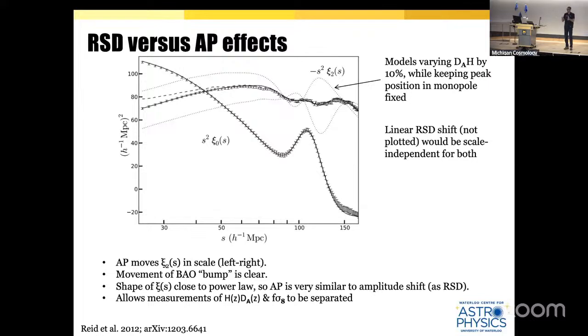Whereas the Alcock-Paczynski effect is at physical scale. You're moving things in scale. Basically, you're saying if I get this wrong, what was at this separation along the line of sight is now squashed in. And so that would be moving the power spectrum left or right. Redshift space distortions move the power spectrum up or down. The power spectrum is close to being a power law, so this is close to being degenerate, but the power spectrum is not a power law in detail, so you can break that degeneracy.